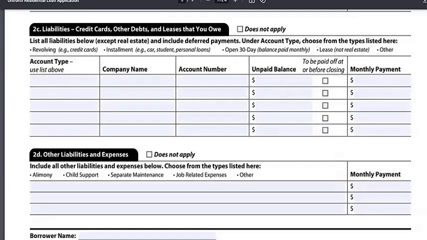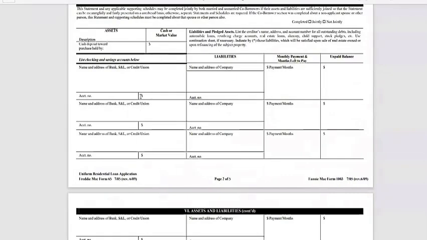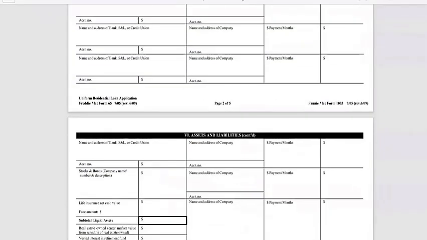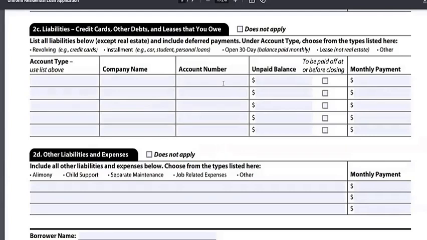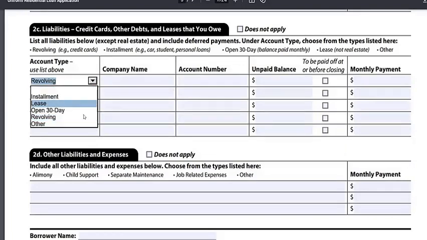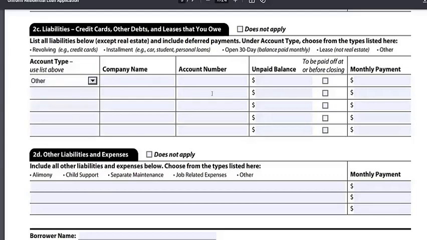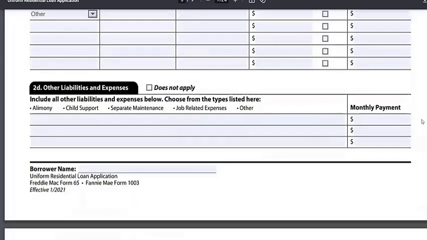Now previously we didn't have this kind of information. If you remember, we were just going column by column. Like here borrowers were just adding their information on the right side, liabilities, account number. So that was more manual work, but now it has been automated. So even the form itself has the list to select from, whether it's installment, lease, open 30 days, revolving, or other, right? So it's a great help to the borrowers as well as to the underwriters or any other processors. Company name, account name, unpaid balance, to be paid off at closing, yes, they can mark yes or no, whether they want it paid off or not, and whatever the monthly payment. So great, right? It's a great help to everyone to understand easily what they need to fill in or what we need to check. Great. Okay.